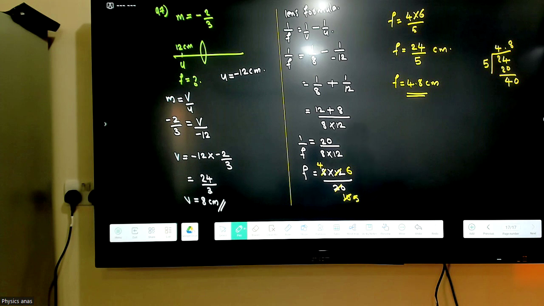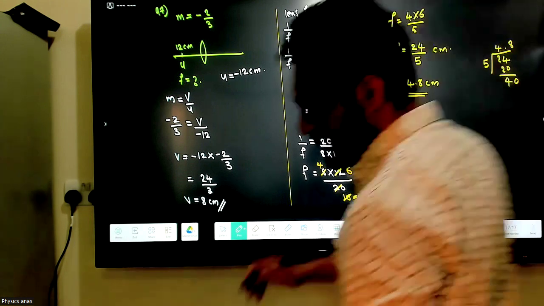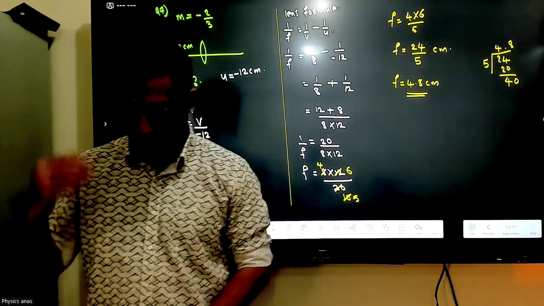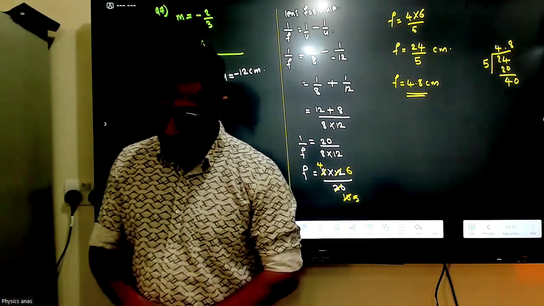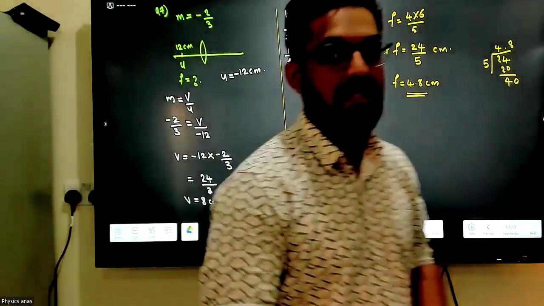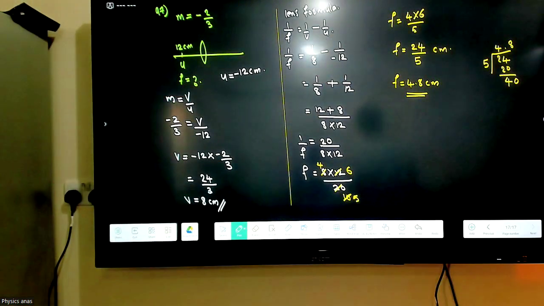Others, read the next question. What is the next question? State the laws of refraction of light. You can see that, right? Explain the term absolute refractive index of a medium. What is the absolute refractive index of a medium? It is not N, sorry, it is the absolute refractive index.